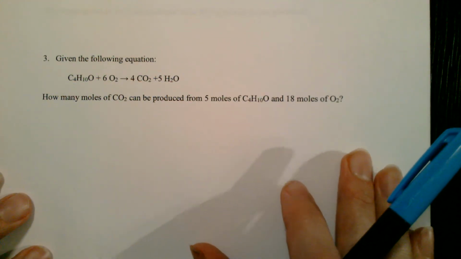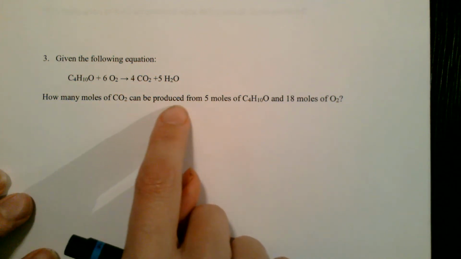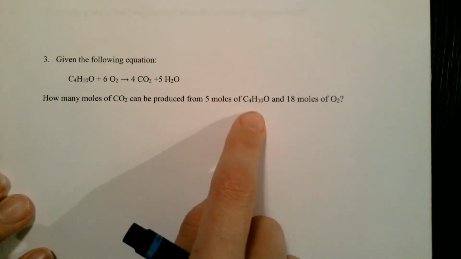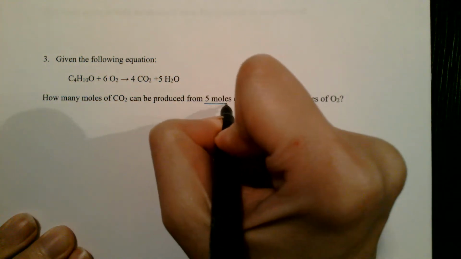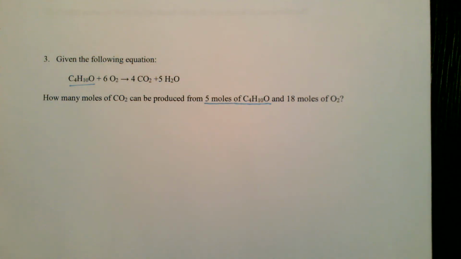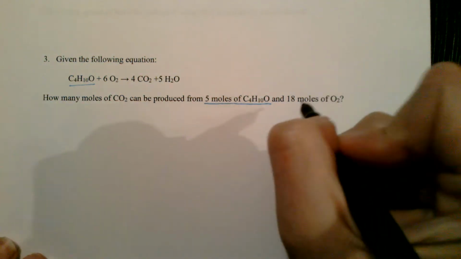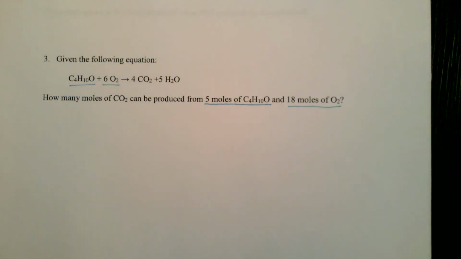Okay, so the next problem, we want to know how many moles of CO2 can be produced from 5 moles of C4H10O and 18 moles of O2. Anytime they give you an amount of one reactant, and in this problem, an amount of a second reactant too, this is what we call a limiting reagent, excess reagent problem.